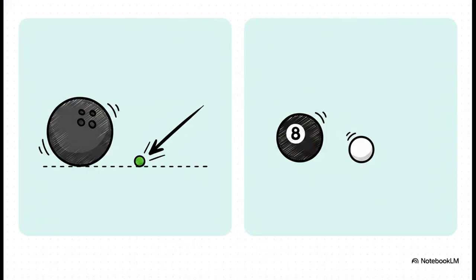Let's think of an extreme case. Imagine a huge bowling ball, that's our M1, hitting a tiny little pea, our M2. The ratio M2 over M1 is going to be a number that's incredibly close to 0. So the sine of the maximum angle is almost 0, which means the angle itself is tiny. The bowling ball basically doesn't even notice the pea and just plows straight ahead.